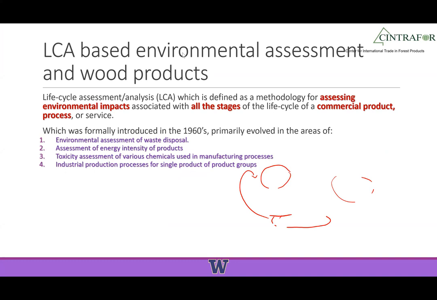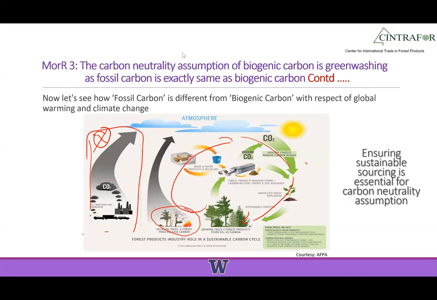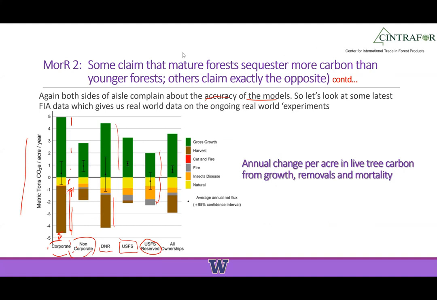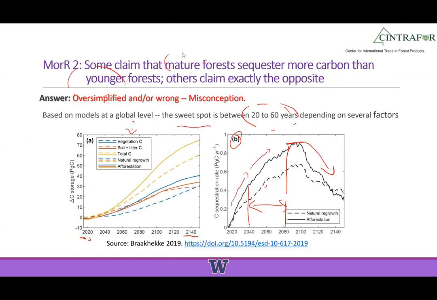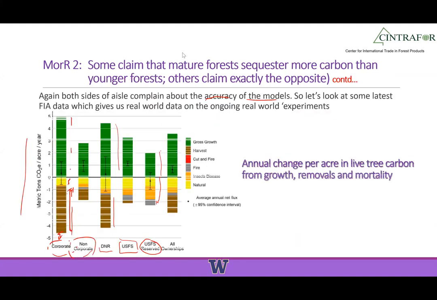Okay, so let me answer the first one, which is different pools of carbon. One of the graphs I showed earlier, I did not mention all the lines here. It does talk about some of the other pools, which are soil carbon and deadwood in the forest. However, the recent FIA data where I got this graph from, they do have really good data on soil carbon.